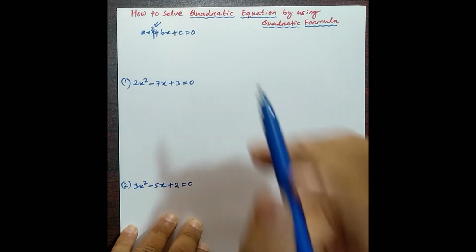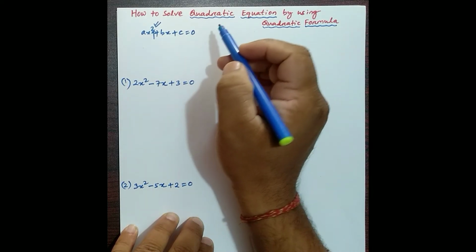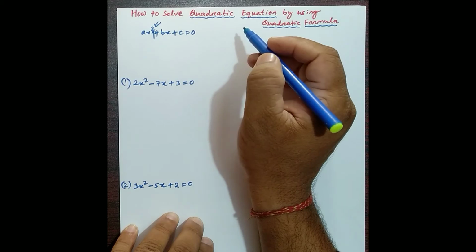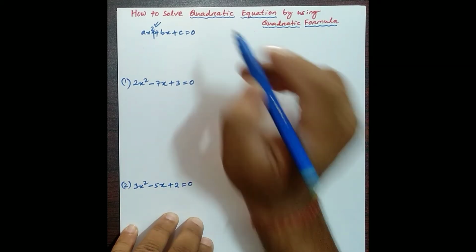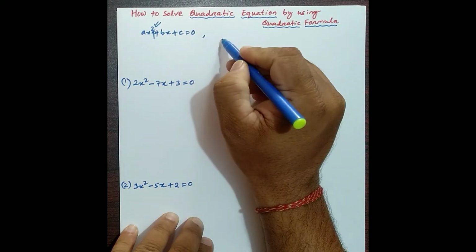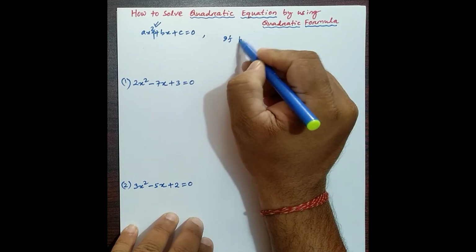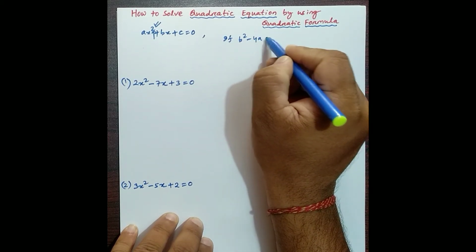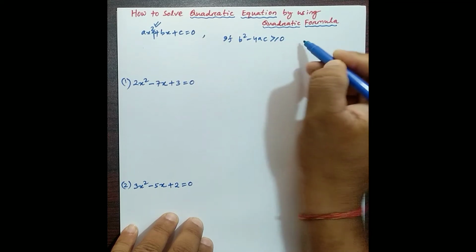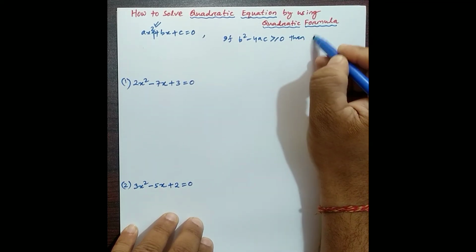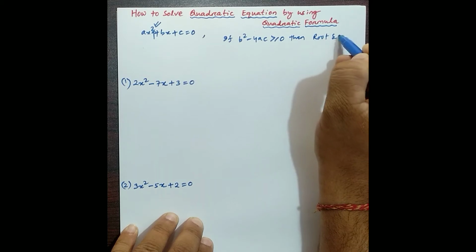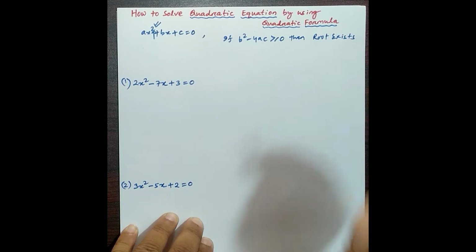By using the quadratic formula, how will you solve it? For that, what you have to do is check one condition. What is that condition? Look here: if b square minus 4ac is greater than or equal to 0, then the roots exist. That means you can easily find the roots.